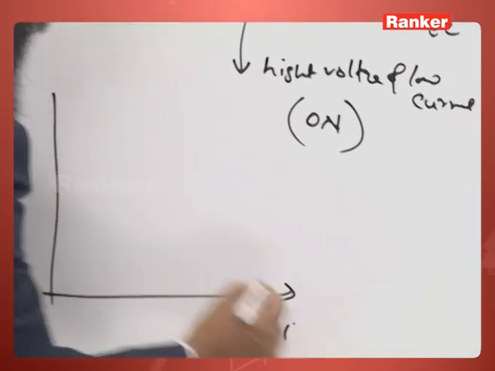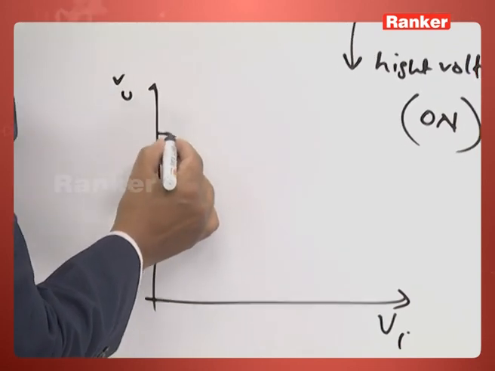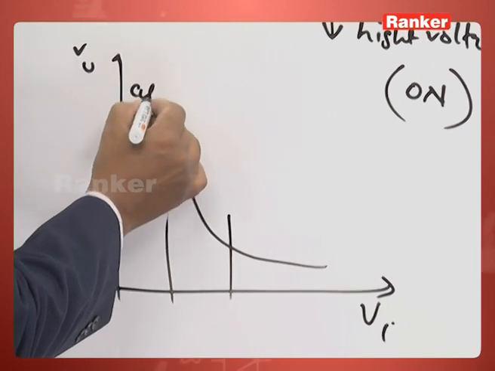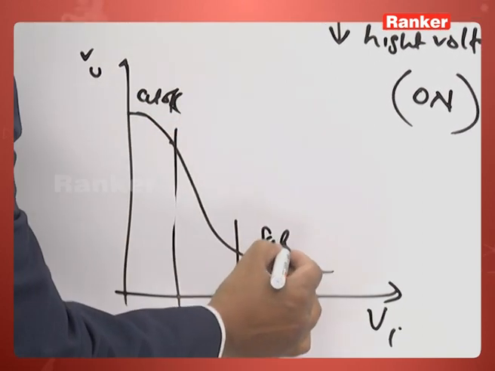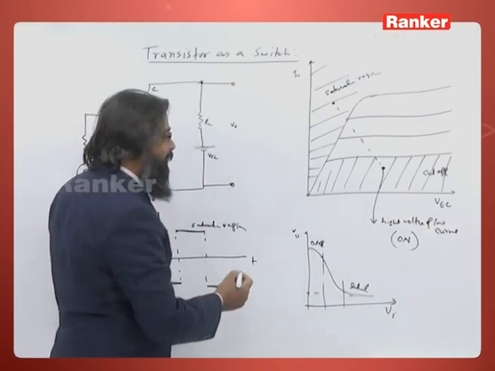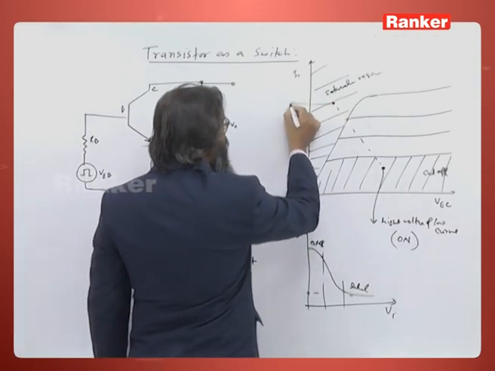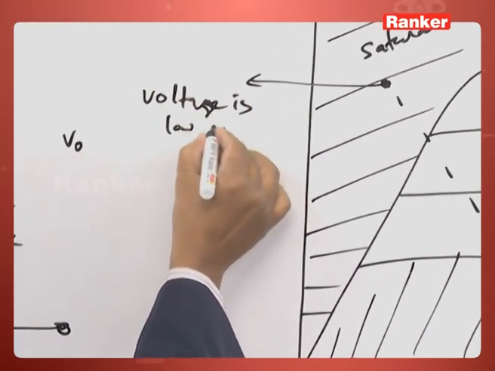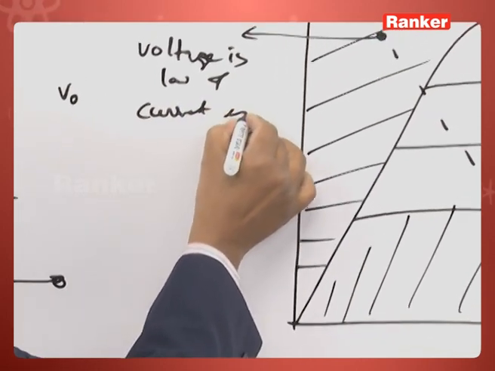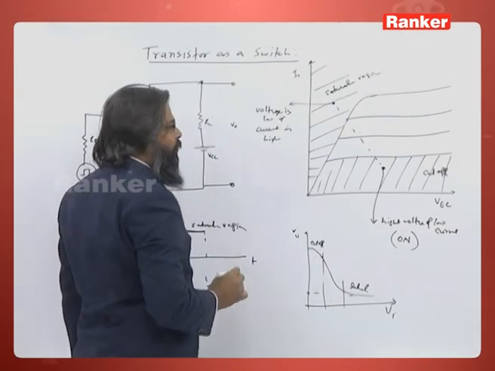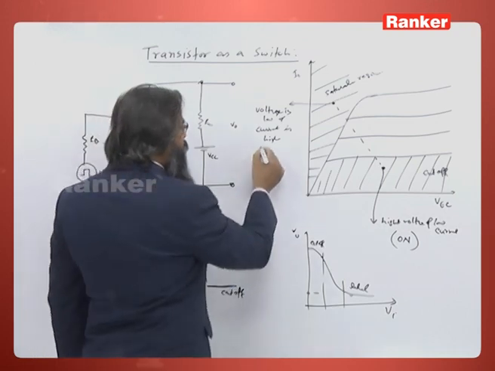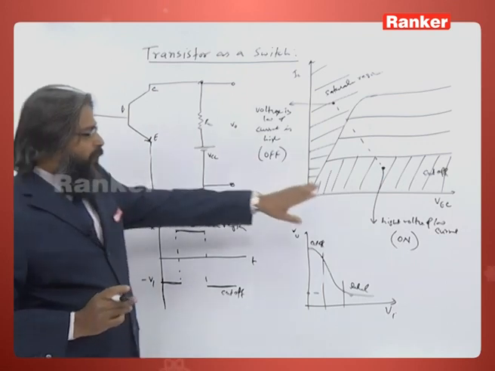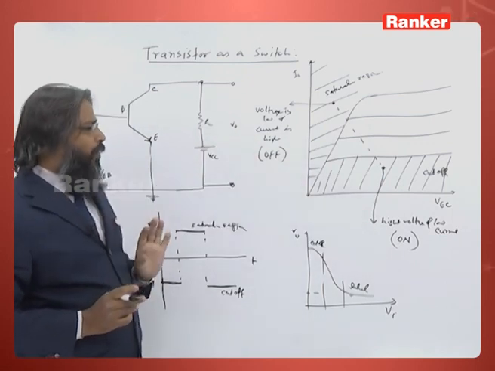Earlier we have seen this is V input and this is V output. Initially this was the cutoff region and this was the saturation region. In the saturation region the voltage output is low and current is high, and this becomes the off state. So, this becomes the on state and this becomes the off state.